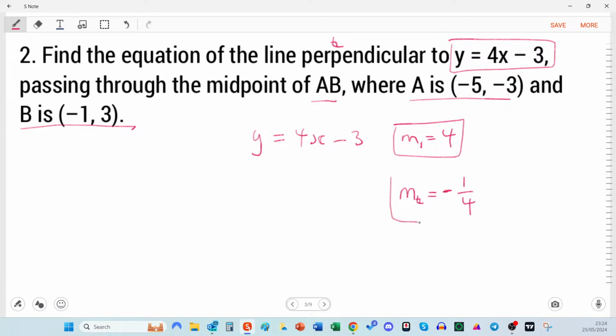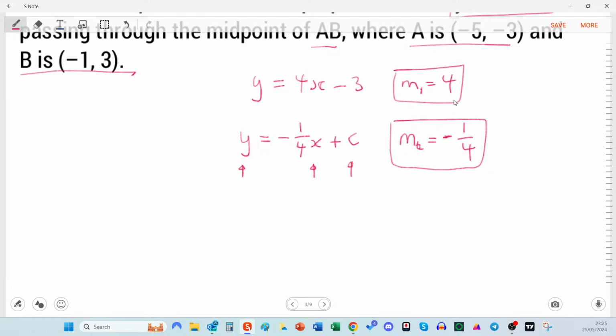So we know something about this new line we're about to find. But if we put it into the equation, y equals negative 1 over 4 x, we still don't know what c is. We in fact have three unknowns: the y, the x, and the c. Three unknowns is way too much to deal with. There is something else that we can do. It says that it goes through the midpoint of AB. I'm curious what the midpoint of AB is to begin with.